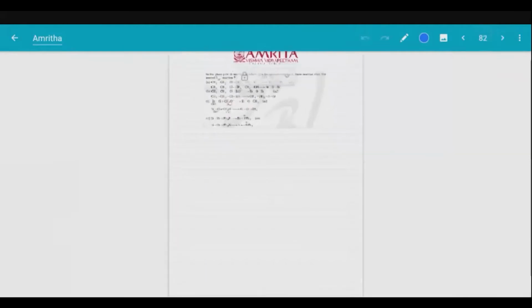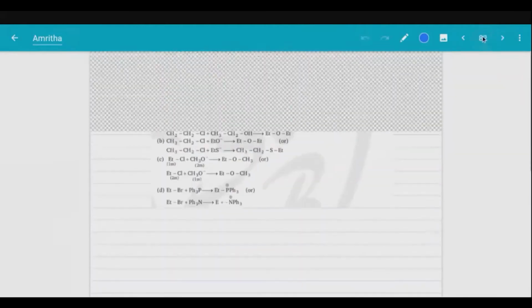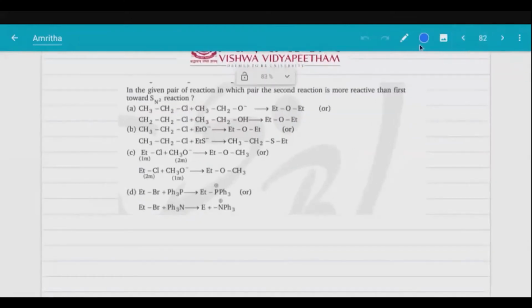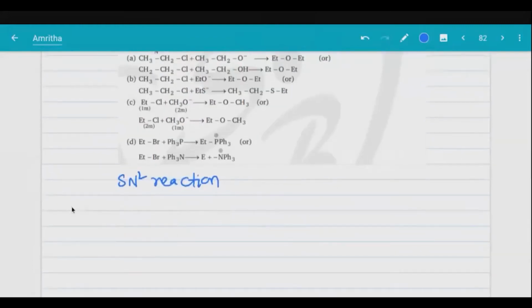Right. See this question now. Very, very important model. Till now we have done SN1. Look at SN2 reaction. What is SN2 reaction? We'll quickly revise. SN2 means substitution nucleophilic, but it's a second order reaction. So this reaction rate depends on what? Second order reaction, nucleophile concentration, and also alkyl halide. It depends on both.